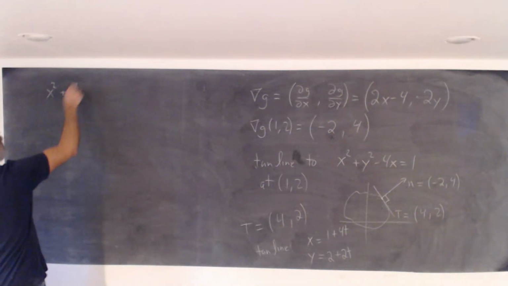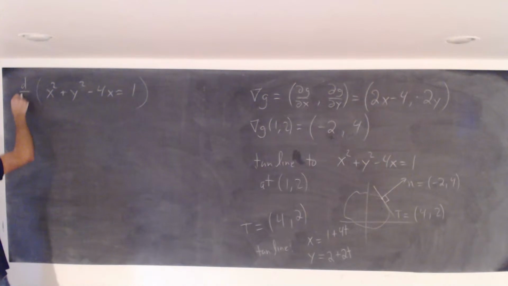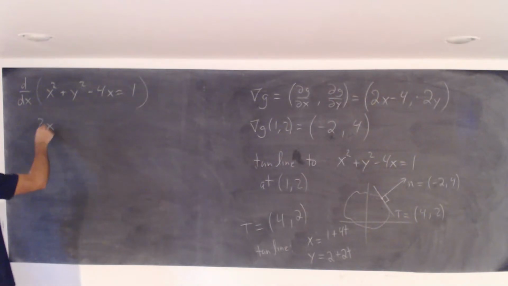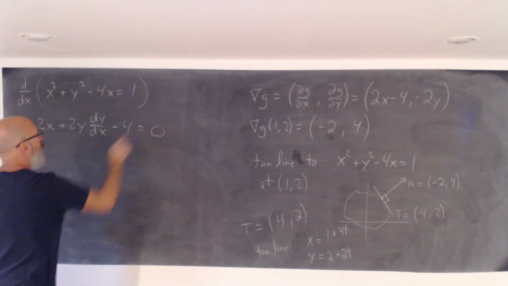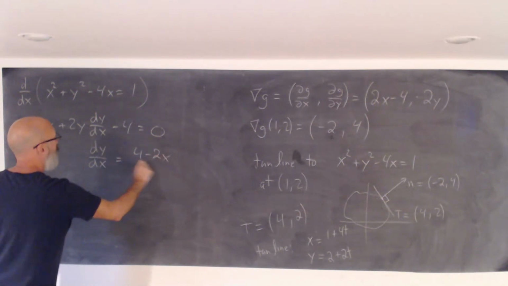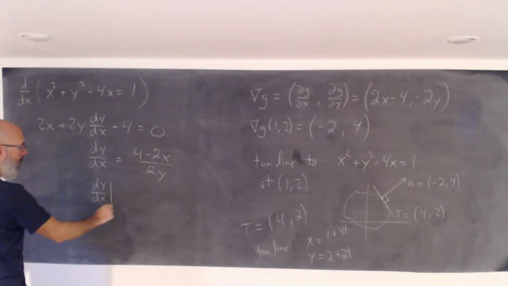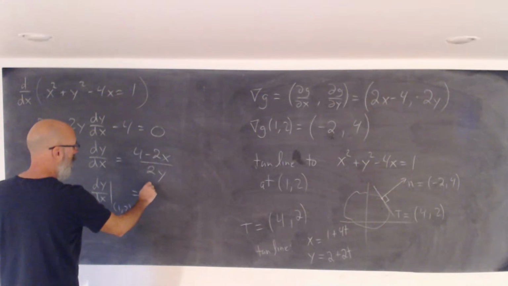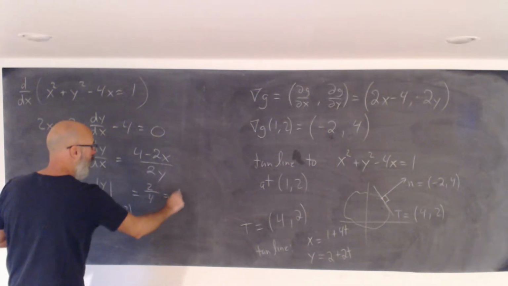You have x squared plus y squared minus 4x is equal to 1. Differentiate the whole equation with respect to x with the understanding that y is a function of x. 2x plus 2y dy dx minus 4 is equal to 0. So dy dx is 4 minus 2x over 2y, and dy dx at the point (1, 2), when x is 1, y is 2, this is 2 over 4, which is 1/2.